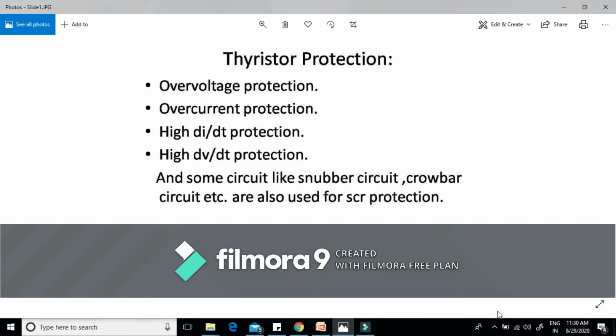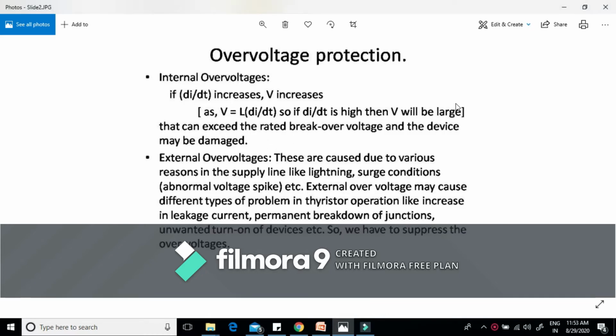So we are first studying what overvoltage is, what overvoltage protection is, what overcurrent protection is, what high di by dt protection is, and what high dV by dt protection is. We are also studying the snubber circuit and the crowbar circuit used for SCR protection, and simultaneously we are studying the protective measures we use to prevent such overvoltages, such overcurrents, such a high rate of rise of current, and a high rate of rise of voltage. Now, what is overvoltage protection?